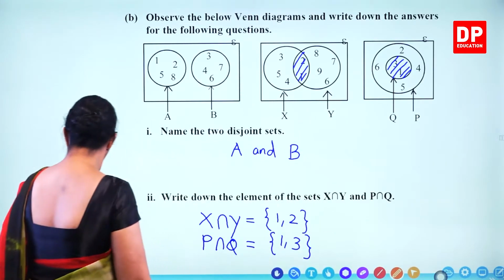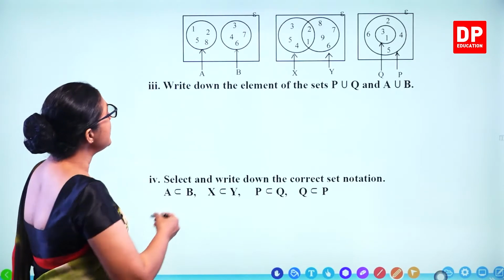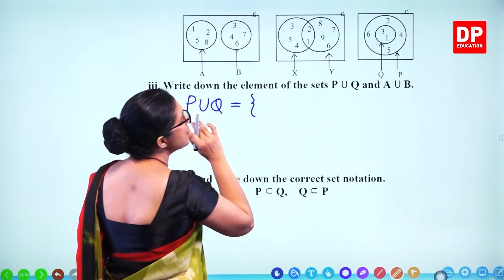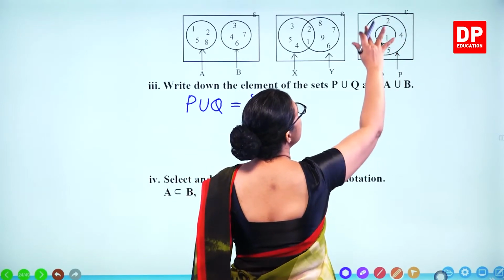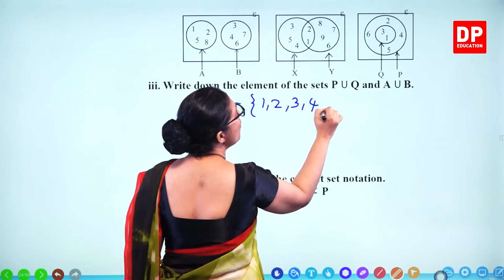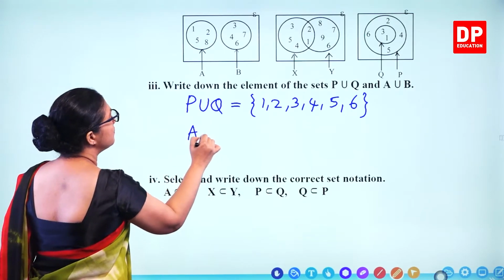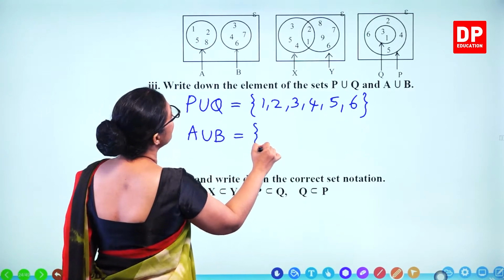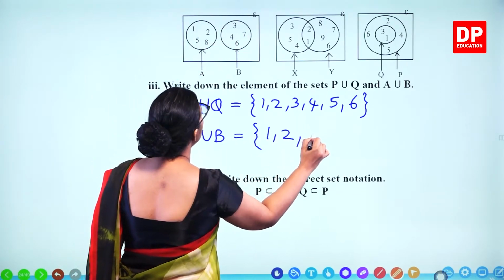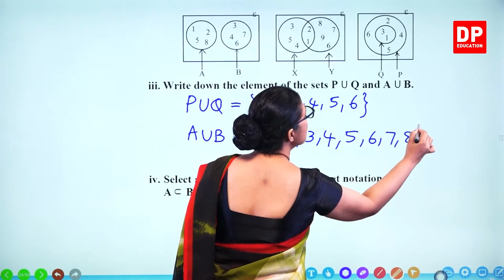Next one. Write down the elements of the set P union Q. P union Q means we have to consider all elements inside P and Q. So you have to write everything: 1, 2, 3, 4, 5, 6. What about A union B? This one and this one. Altogether you have to write all numbers: 1, 2, 3, 4, 5, 6, 7, 8.